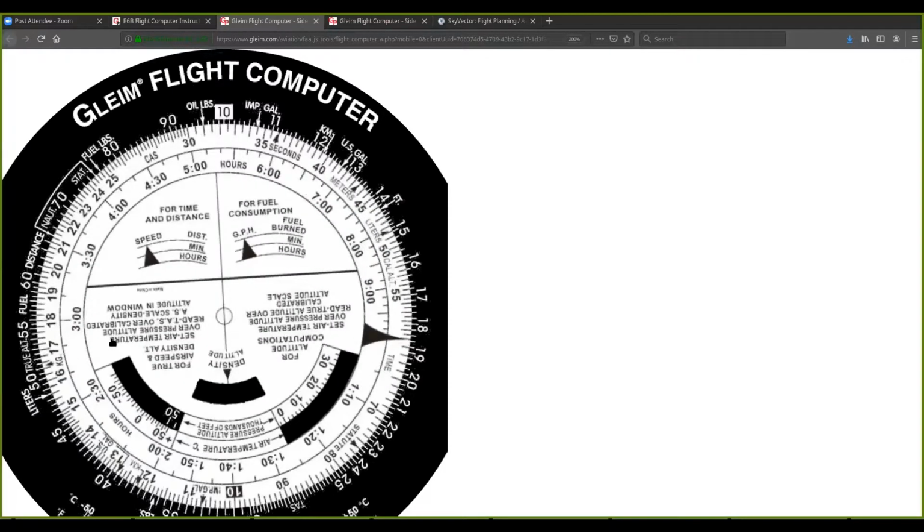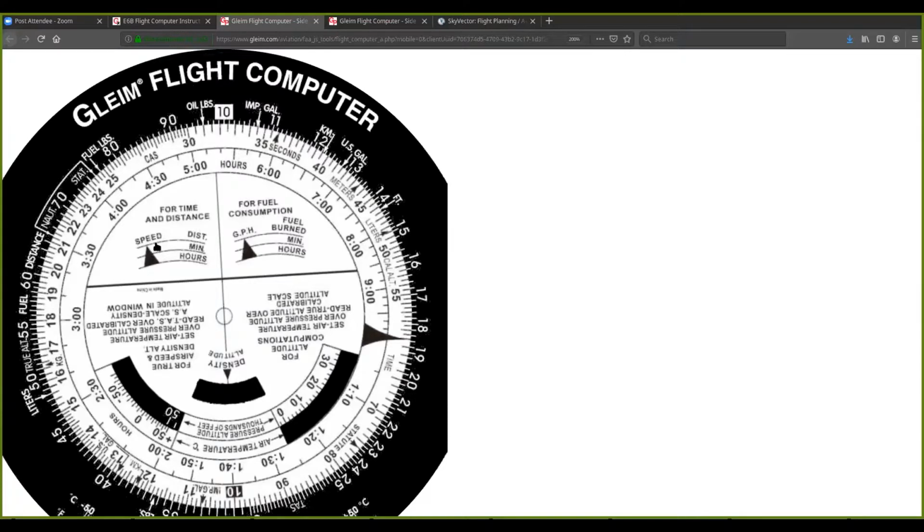On your flight computer, your E6B, you've got this down here. You've got time and distance, and you've got fuel consumption. So let's start with time. Our speed, what's our ground speed? What did we figure out?